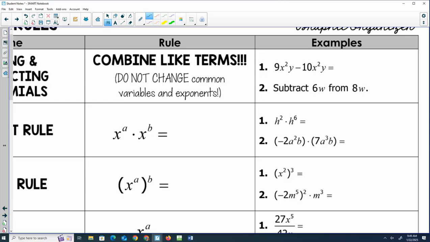If we are adding and subtracting, then all we do is combine like terms. The variables do not change. So for example, if I said 9x squared y minus 10x squared y, they're like terms because they both have the x squared y. So you subtract their coefficients. 9 minus 10 gives me -1, and the variable stays x squared y. You could also write just negative x squared y, that is equivalent.